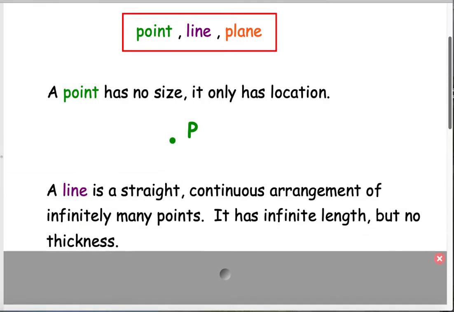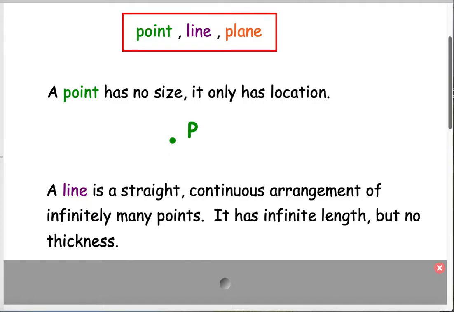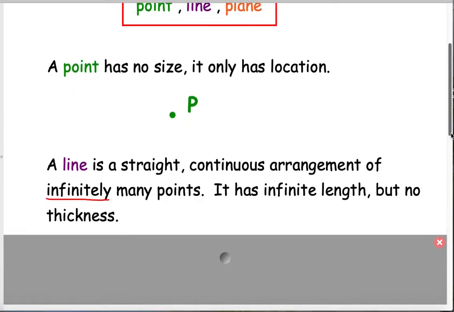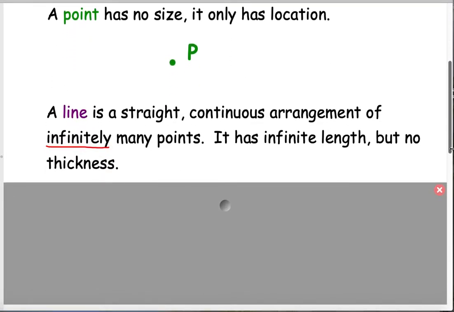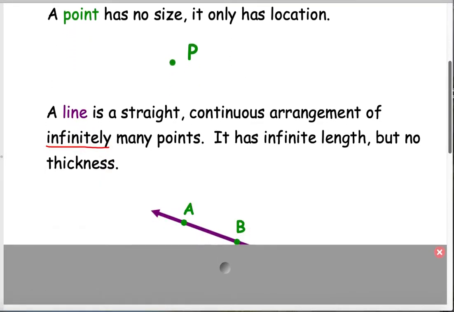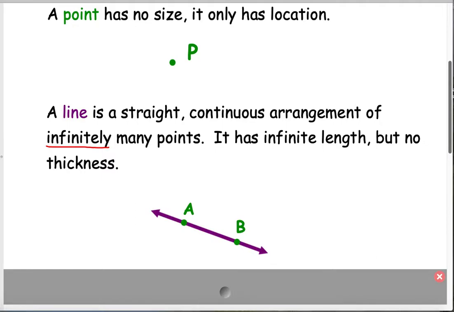The second one is a line, and a line is a straight, continuous arrangement of infinitely many points. And I can't stress that enough, infinitely many points. So there's so many points that we can't count them. Now, the line also, though, we can't measure in terms of its thickness or its length. So here's an example of a line.